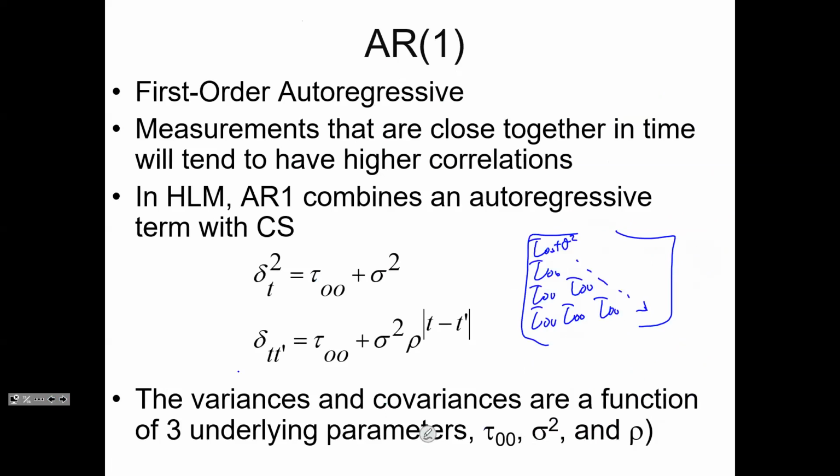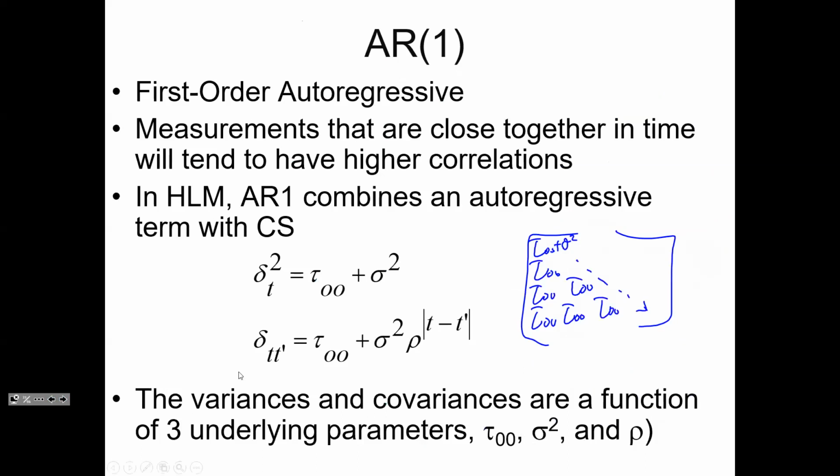And so that's where people will often add an autoregressive component to the compound symmetry to get something that allows the residuals for the occasions that are closer in time to be more correlated with each other, and the residuals that are further away in time to be less correlated with each other. So an AR1 would basically be allowing there to be a rho.